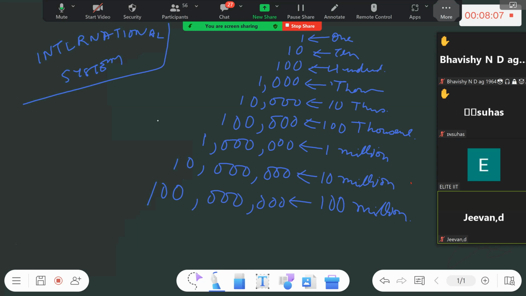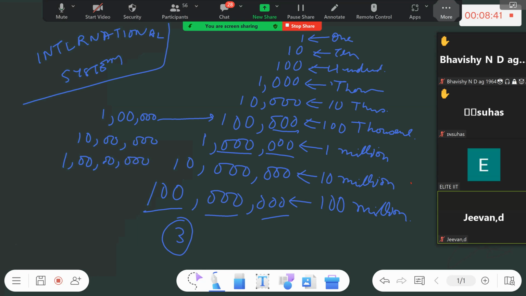Here in international system, after 10,000 we get 100,000. Basically we have to take 3 digits together. International system follows 3 together. But in Indian system, after getting the first 3 digits, we start taking 2. From here onwards, we start taking 2 only. Right?